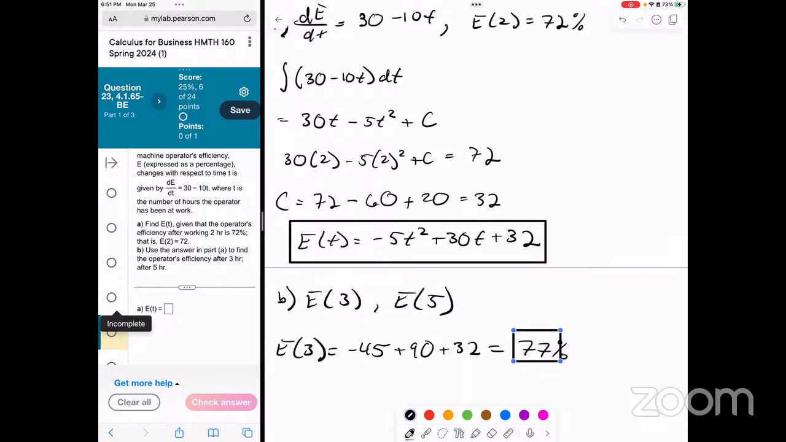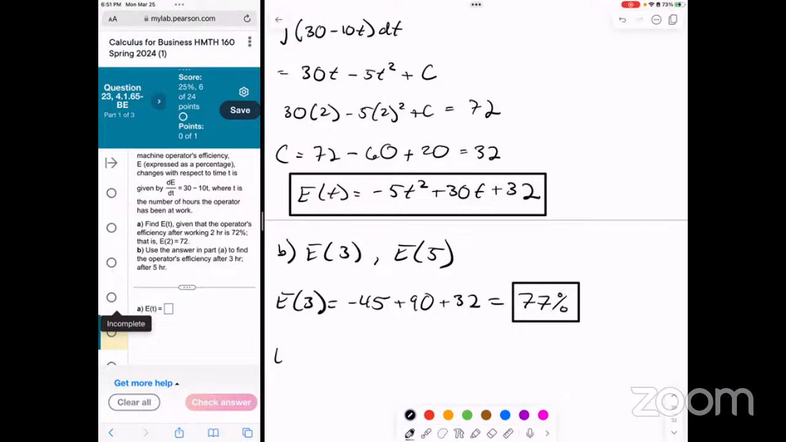And then E of 5, what is that, negative 125 plus 150 plus 32. That's 25 plus 32, which is 57% efficiency, which is what you would anticipate, right? The longer you work, the less efficient they would expect you to be. So these numbers make sense at least.